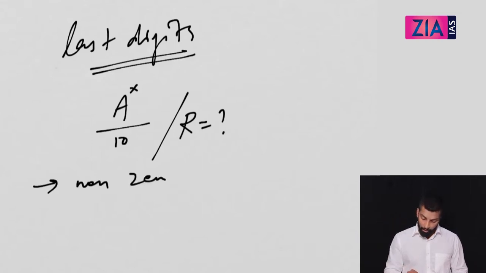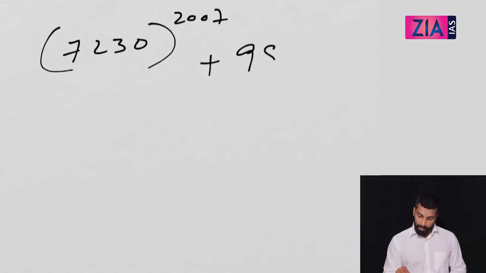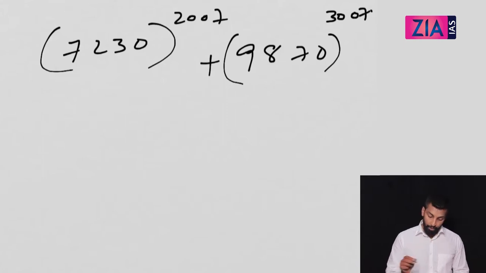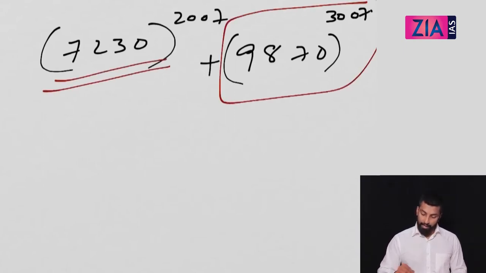I give you a question like this: 7230 raised to 2007 plus 9870 raised to 3007. I'll ask you, what is the last non-zero integer? So that is the question. How will you solve it? First you need to know which number is important for you. This number is important because if you take this number, there will be more zeros. Since the power is 3007, obviously there will be more zeros.